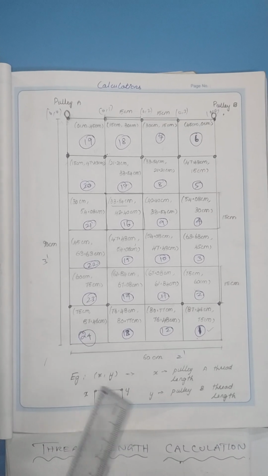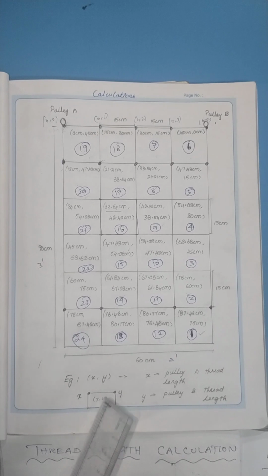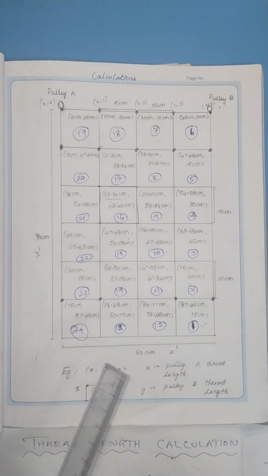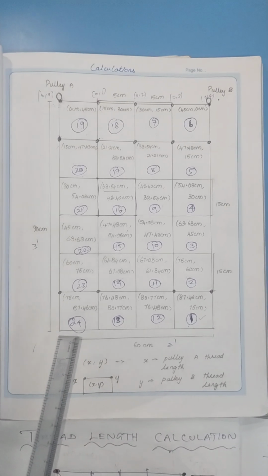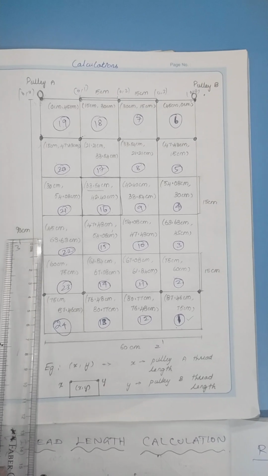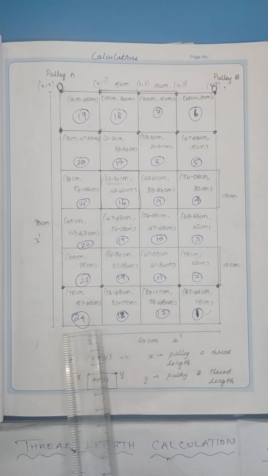Hello everyone, in this presentation we are going to understand how to measure the thread length calculation for a vertical wall cleaning robot. The plane we have chosen here is 3 feet by 2 feet, that is 90 centimeters by 60 centimeters, which we are about to clean.